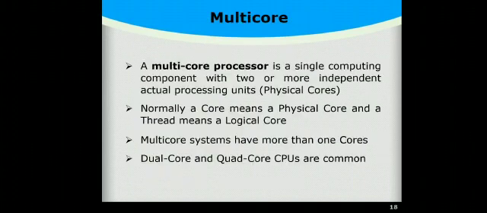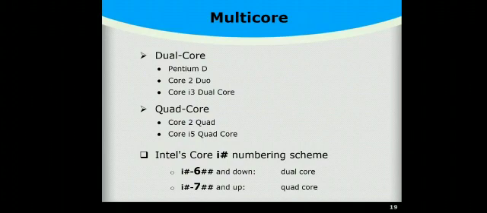Multi-core: there are dual core, Core 2 Duo and octa-core processors. That is the physical core, and the thread means the logical core. They can control heavy programs in terms of threads. These are available in the market and are called cores. Dual core and quad core, as we have heard already. In dual core, Pentium D, Core 2 Duo and Core i3 are there. In quad core, Core 2 Quad and Core i5 are there.